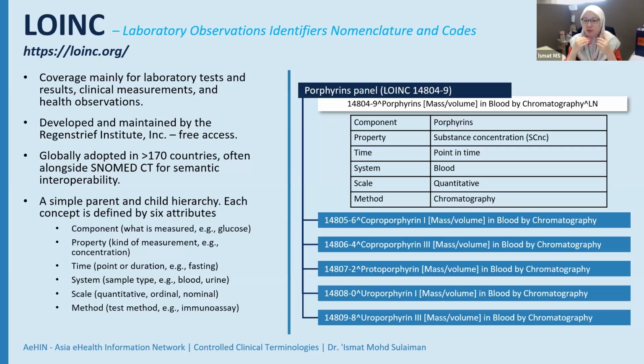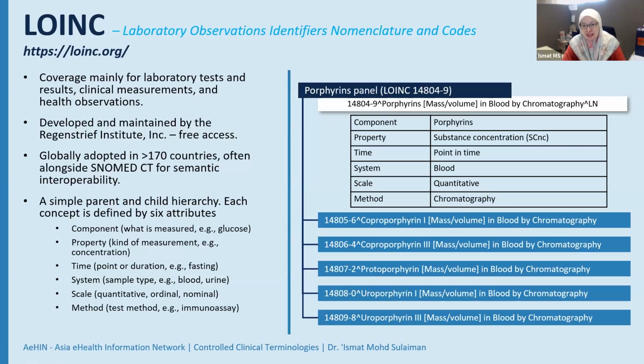But LOINC is a bit simpler in terms of how it structures the concepts. It is a simple parent and child hierarchy. It has 6 attributes, or you could say each concept has 6 characteristics. But it doesn't have attribute relationships to other concepts like SNOMED does. So if you remember the tree, going from the disorder to human anatomy, it doesn't have that relation to other anatomy. So it's very simplified in that way. So let me give you an example, a porphyrins panel, because porphyrins is not a usual test.